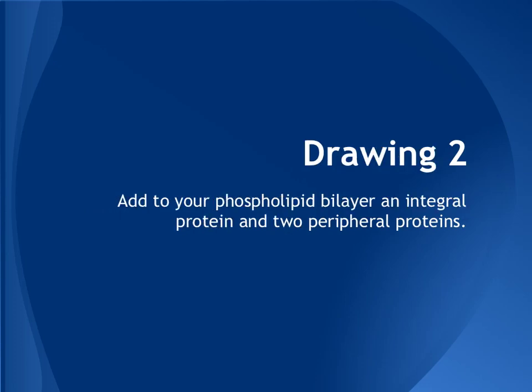After you've answered that question, I'd like you to again reflect and try to visualize what we're talking about. So, after you've described the difference between integral and peripheral proteins, I'd like you to add to your phospholipid bilayer one integral protein and two peripheral proteins. Keep in mind that peripheral proteins do not have to be associated necessarily with integral proteins. They don't have to be touching if there's not a possibility.